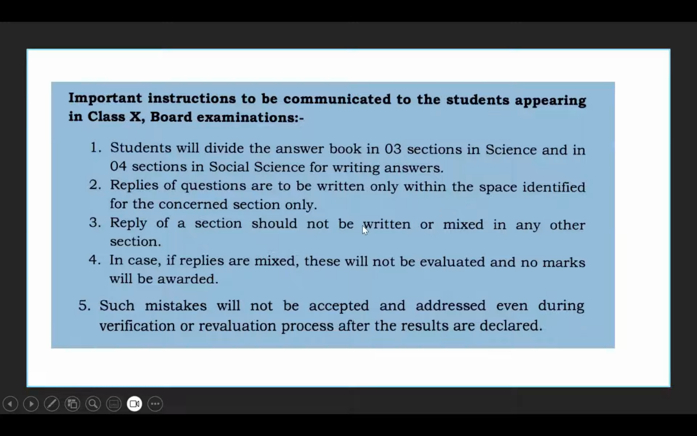You can't write 4 answers of physics, then write for bio and then for chemistry, because in such cases replies are mixed. If they are mixed, they will not be evaluated and no marks will be awarded. So this is a very important notification for all of us.